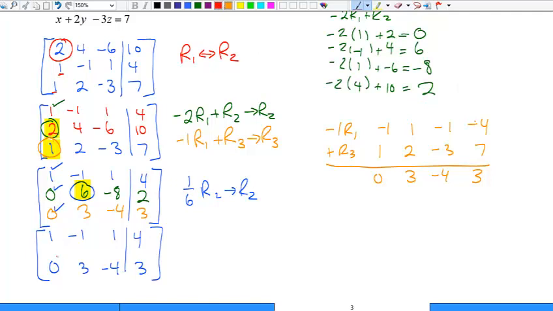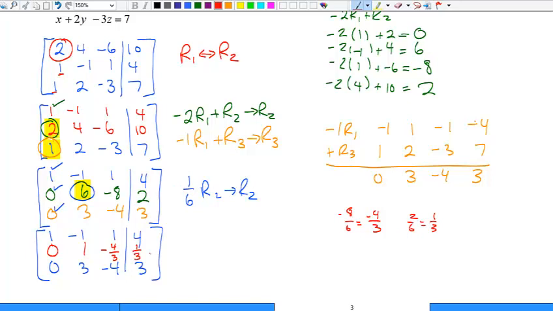And then I'm just going to take the whole row and multiply it by 1/6. If you prefer, you can think of it as divide by 6. 0 divided by 6 is 0. 6 divided by 6 is 1. Negative 8 divided by 6 is negative 8/6, which reduces to negative 4/3. And then we have 2 divided by 6, which reduces to 1/3.